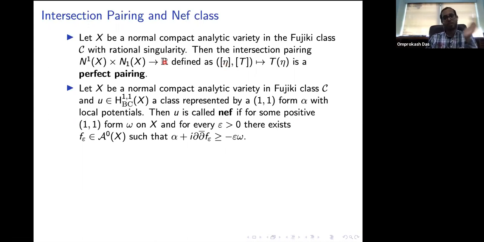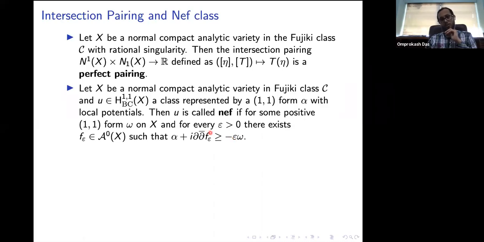So once we have this N upper one and N lower one, the next thing we're going to do is define what is called a nef class. So let X be a normal compact analytic variety in Fujiki class C, and u a class in this Bott-Chern cohomology, or N upper one actually, represented by a (1,1) form alpha, with alpha having local potentials. Then u is called nef if for some positive (1,1) form omega on X, and for every epsilon greater than 0, there exists a C infinity function f epsilon, a smooth function, such that alpha plus i del bar del of f epsilon is greater than or equal to minus epsilon times omega.